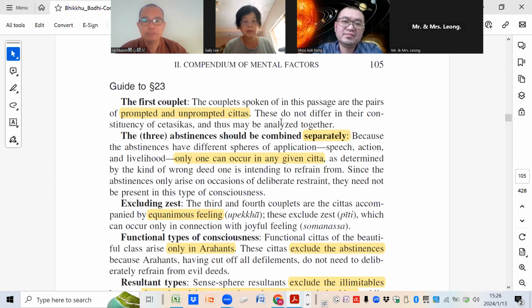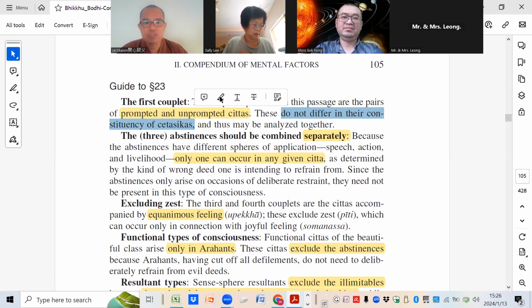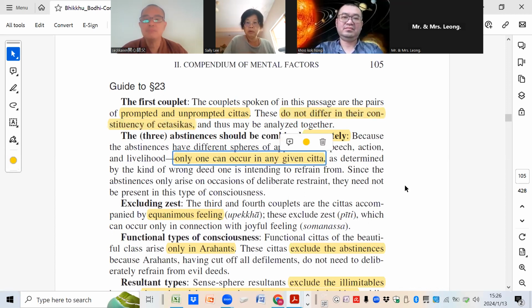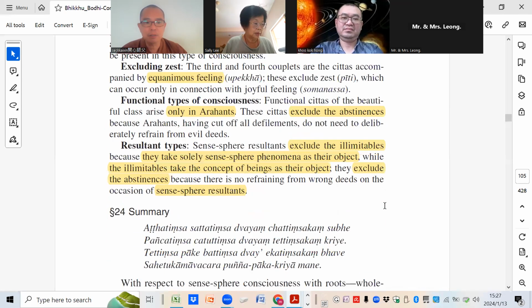Yes, they do not differ here. Class, take a look. The first couplet, prompt and unprompted chitta, they do not differ in the consistency of the cetasika. So the calculation will be the same here.